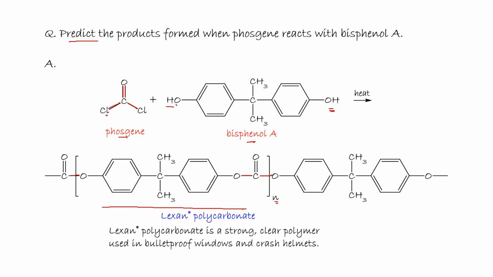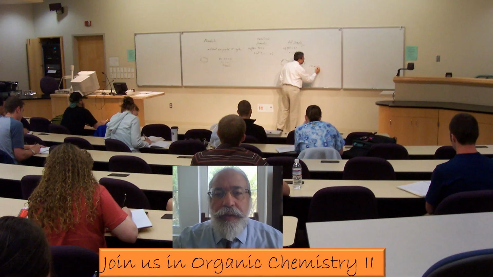Okay, and this is the structure of the polymer called Lexan polycarbonate, a very strong, clear polymer used in bulletproof windows and crash helmets. See you next lecture.